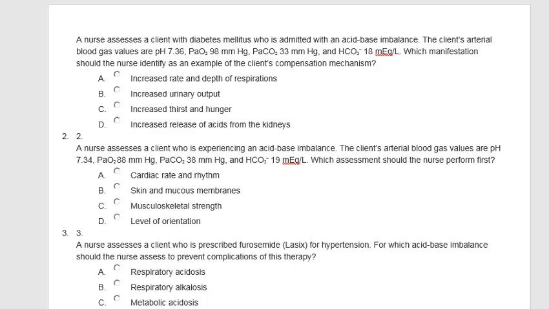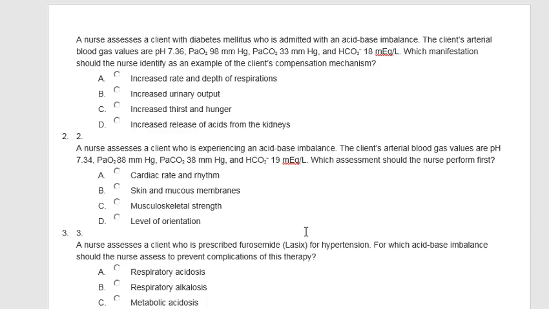Which manifestation should the nurse identify as an example of the client's compensation mechanism? Remember I just said, how does the body compensate for a metabolic acidosis? Your lungs get rid of the acid, okay? How do they do that? Kussmaul's respirations, guys. Increase rate and depth of respirations. So the first one is correct.